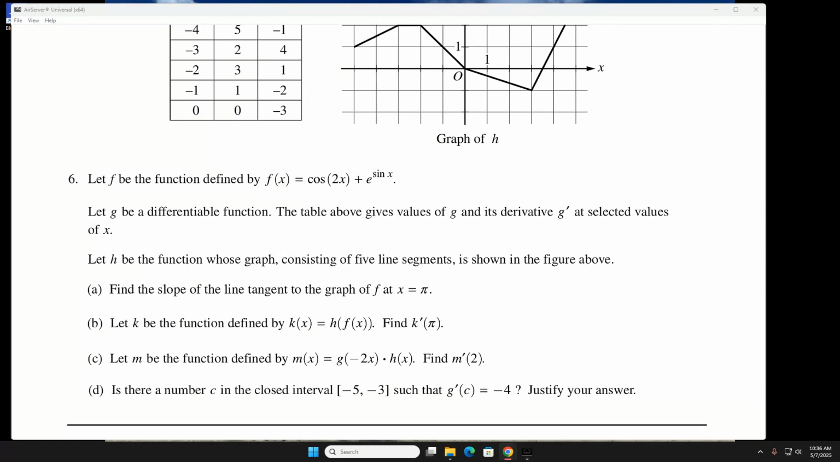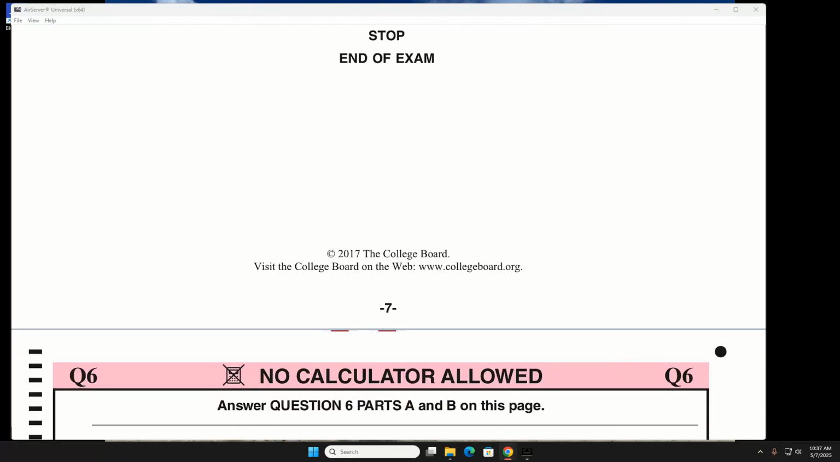All right, so we need to take f and we need to find the derivative. There is 2 chain rule problems in it. So this one, we're going to have to do the chain rule because it's not just the cosine of x, it's the cosine of 2x. And this one, we have to do the chain rule because it's not just e to the x, it's e to the sine of x. So let's do that.